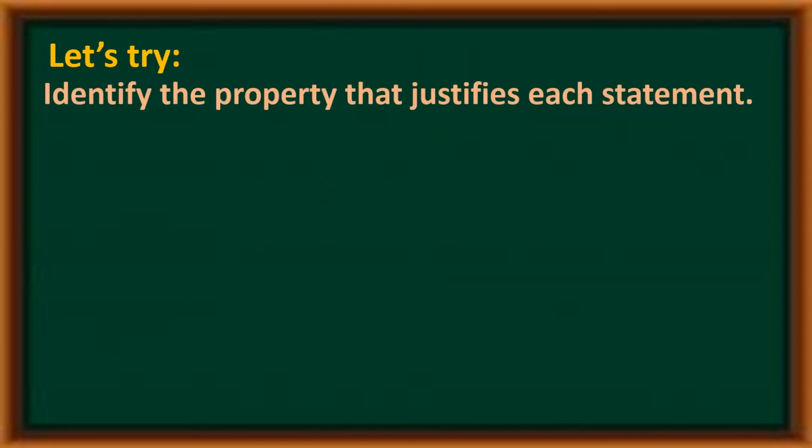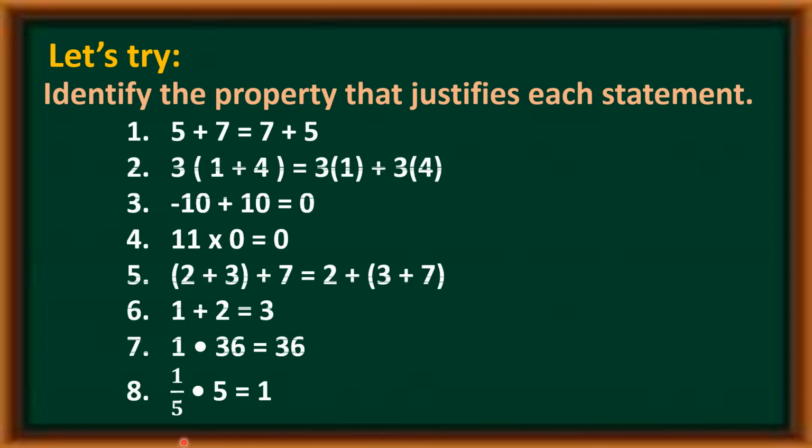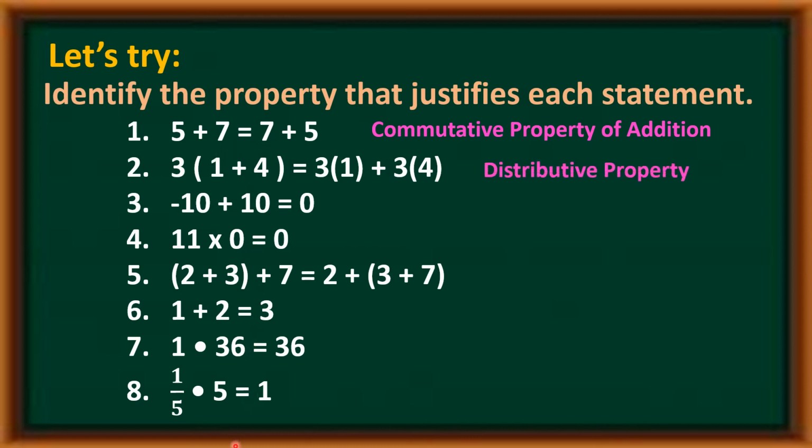Let's try. Identify the property that justify each statement. Okay, number 1. We have 5 plus 7 is equal to 7 plus 5. As you can see, pinagbaliktad yung dalawang numbers na pinag-plus. So that is commutative. Number 2. Sa number 2, we have the grouping symbol parenthesis. And then, the number 3 was being distributed to 1 and 4. So, that is distributive property.